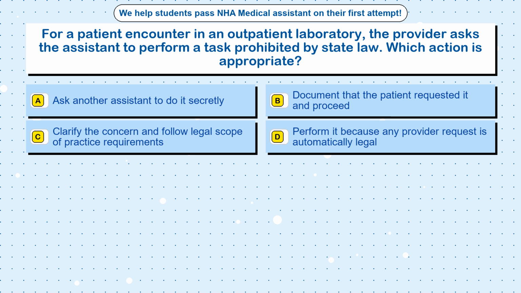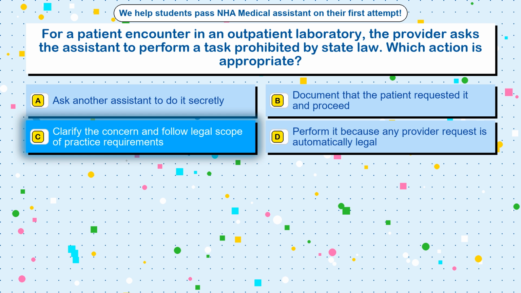Option A. Ask another assistant to do it secretly. Option B. Document that the patient requested it and proceed. Option C. Clarify the concern and follow legal scope of practice requirements. Option D. Perform it because any provider request is automatically legal. The correct answer is option C.